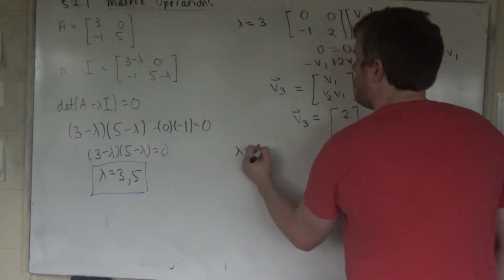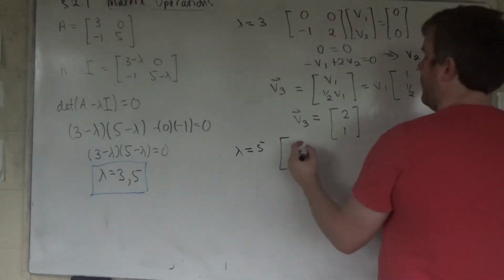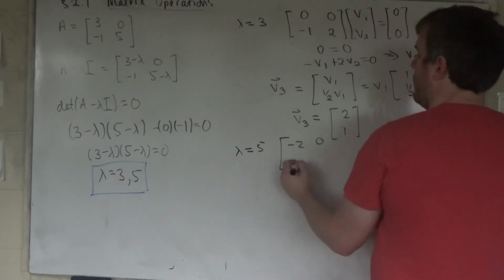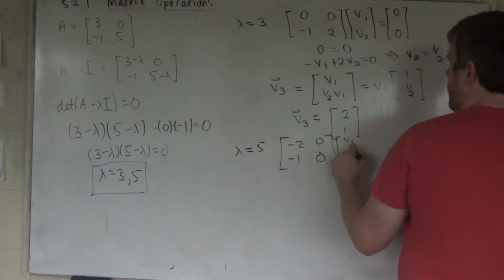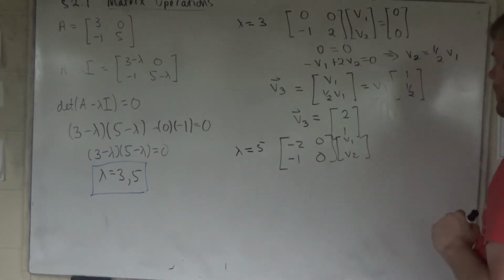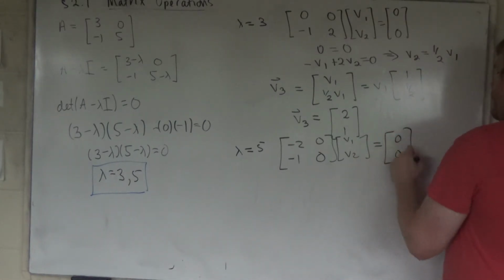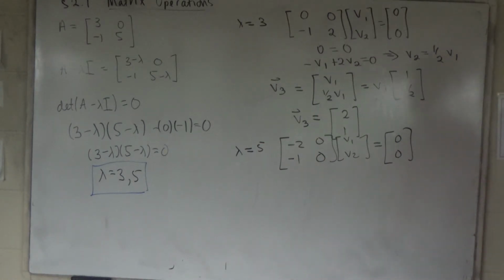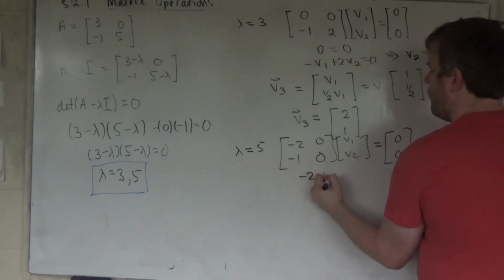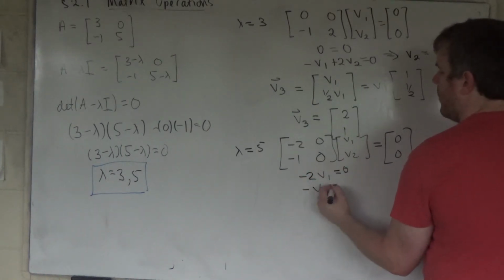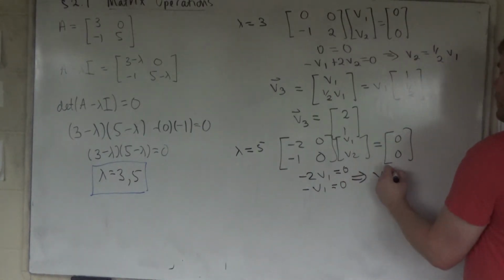Okay, for lambda equals 5, the auxiliary matrix is -2, 0, -1, 0. Oh no. The entries of the vector will be v1 and v2 again. And I still want to see what gets sent to 0, 0. But now when I write my equations out, notice what happens. I get -2 v1 equals 0 and -v1 equals 0. Both of these lead to the condition that v1 equals 0.